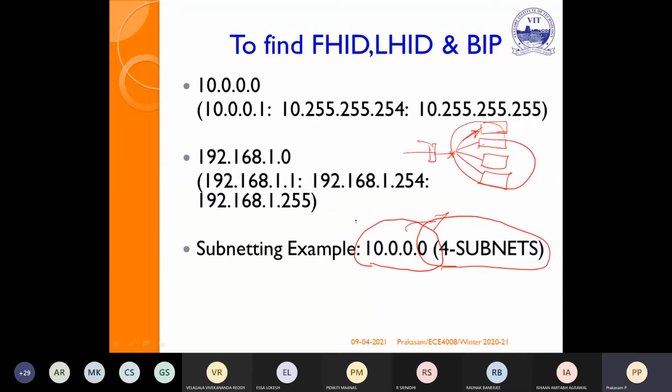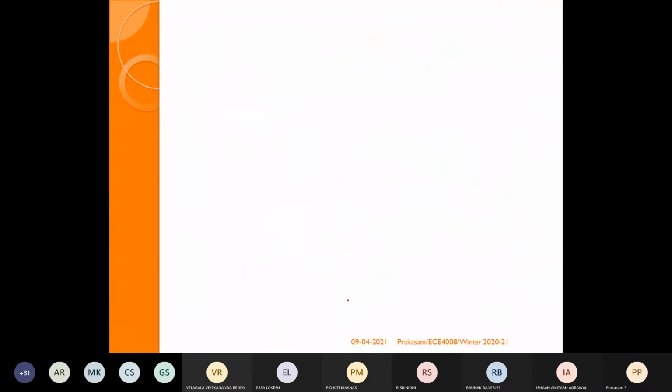Suppose this is our network ID that has been provided by the ISP, the Internet Service Provider. If they are providing 10.0.0.0 to our campus as the IP address, for example, from this I want to divide it into four subnets. So how can we assign four subnets, or what are the four subnet IDs? It is very simple. Since the first field is 10, this is a class A.